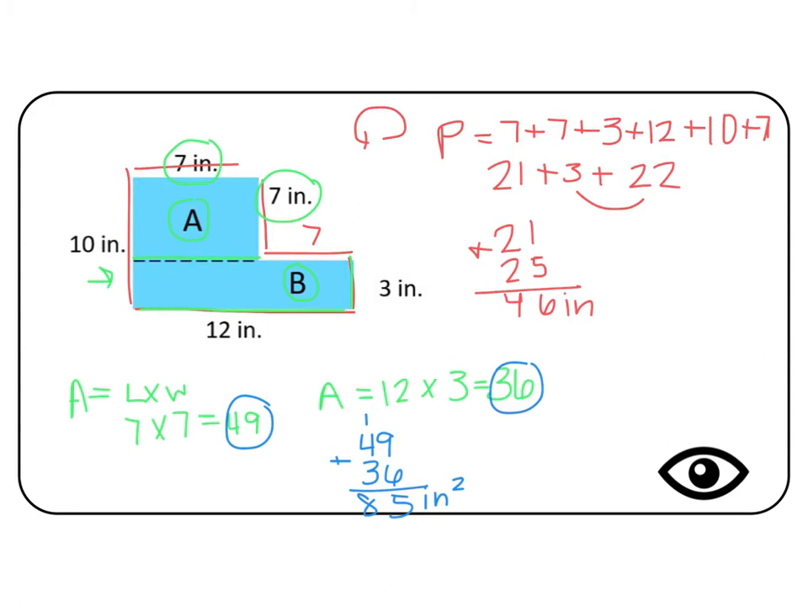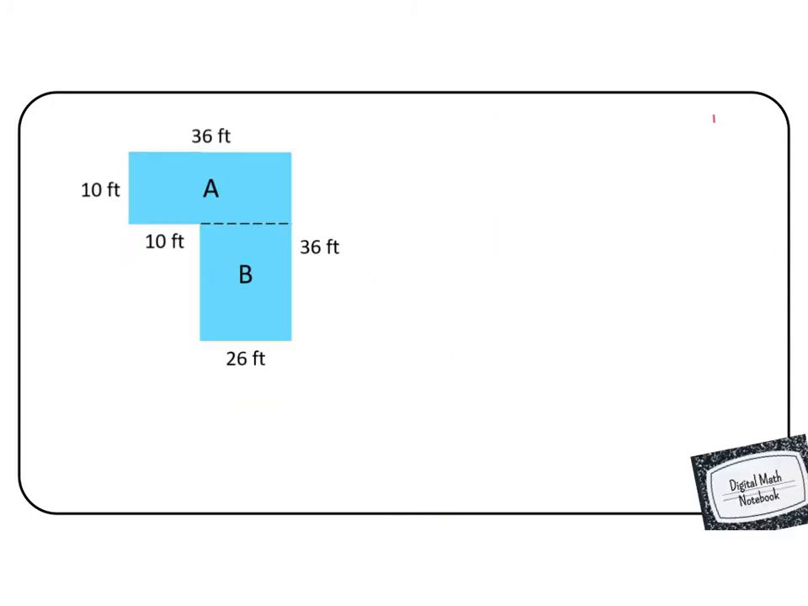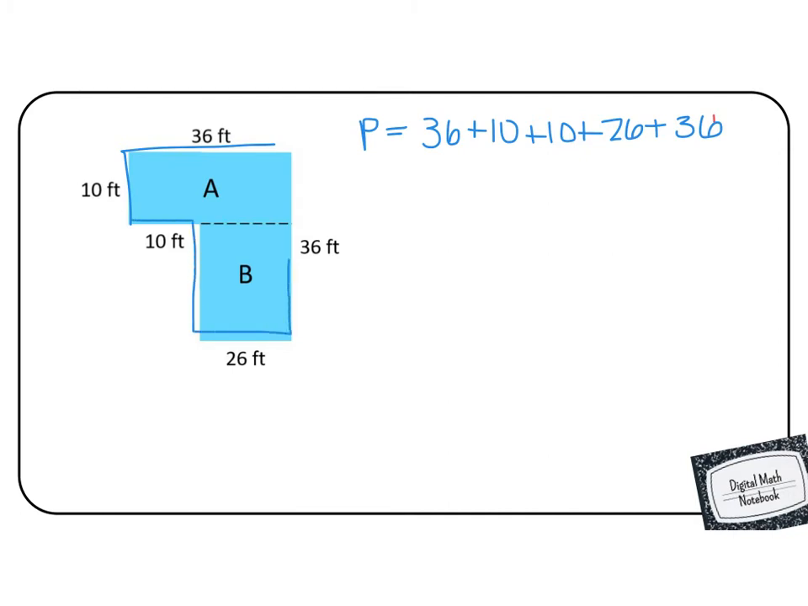Let's try a problem together. All right, friends, you have this shape in your digital math notebook, and you have plenty of space to write to show your work. First off, let's find the perimeter. So you can type in your notebook, perimeter equals, and we're going to go all the way around the outside. So that would be 36 plus 10, going around the outside, plus 10 plus 26 plus 36. So all the way around the outside.